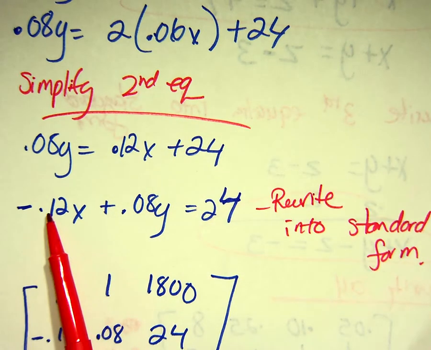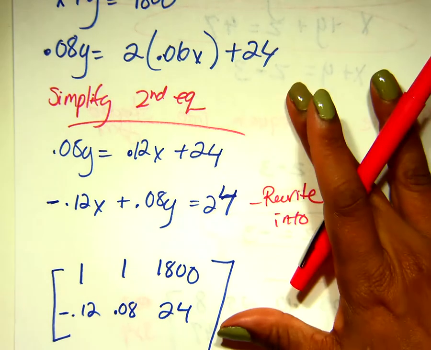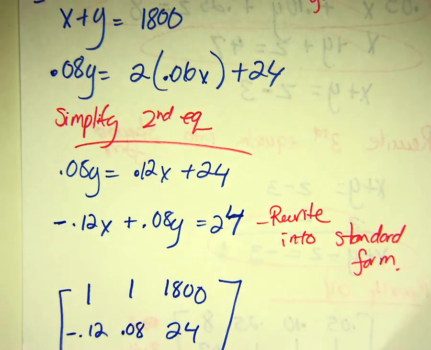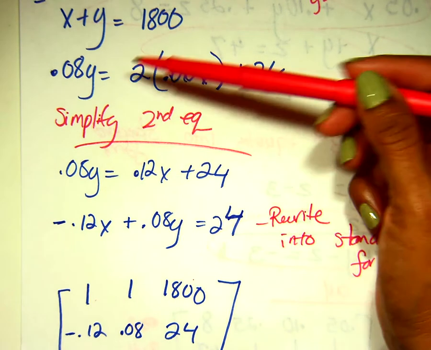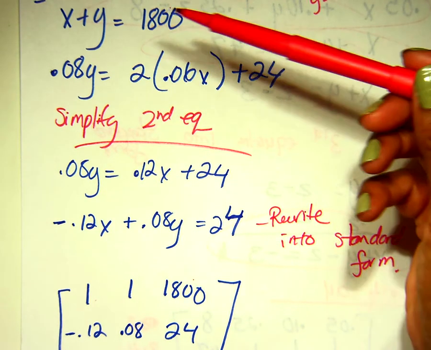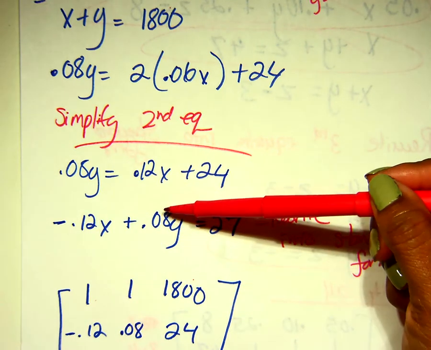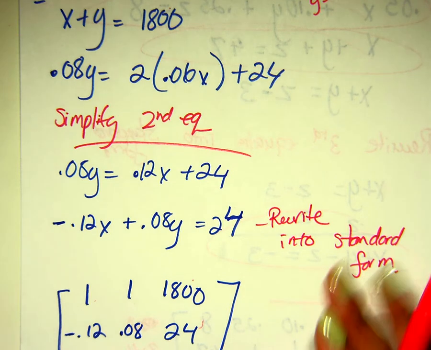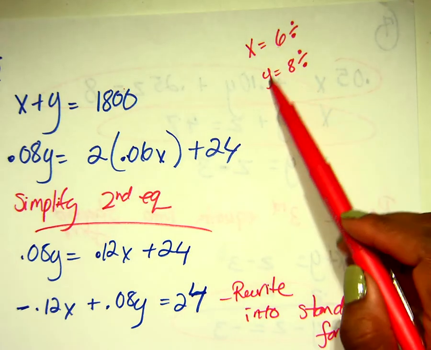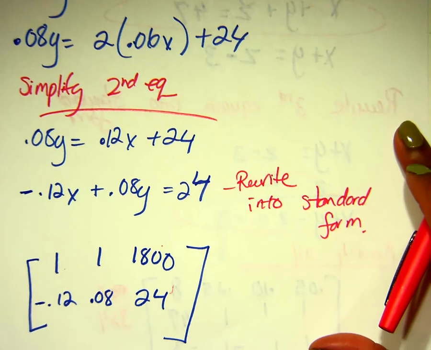So now, once it's rewritten in the standard form, I can write it as my matrix. So let me zoom out so you can see what I did. So for your first equation, my coefficients are 1, 1, and 1800. That comes from this equation. Then for my second equation, that comes from this one, I got negative 0.12, positive 0.08, and then positive 24. You may have also noticed that I changed my percentages that were given to me in the problem to decimals. So that was moving that imaginary decimal 2 places to the left.